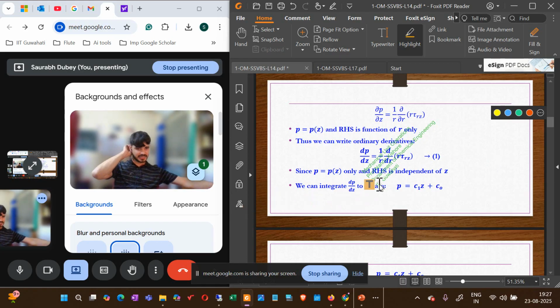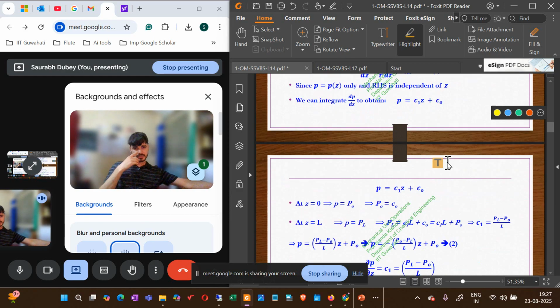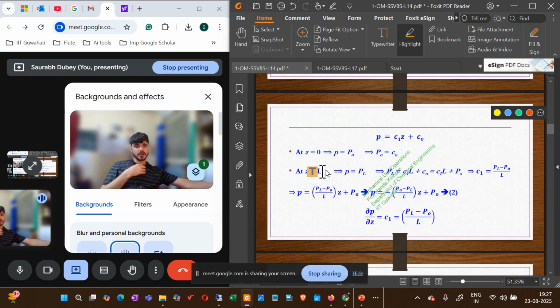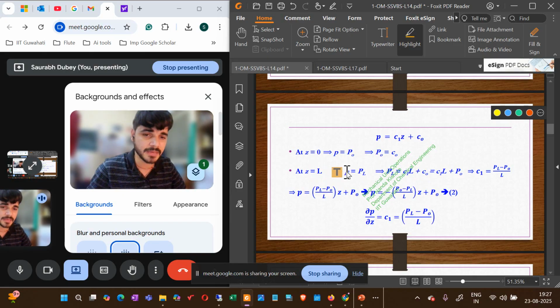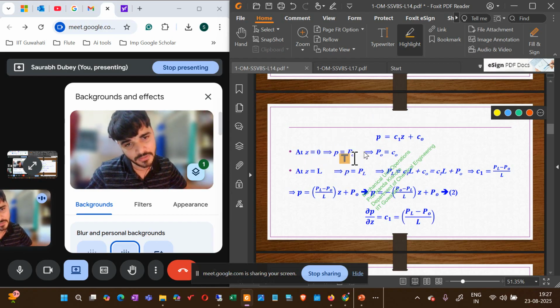We can integrate del P by del Z to obtain this. For the time being, you consider them as C1. So P equals C1 Z plus C0. You got it? Now at Z equals 0, which is the center of the pipe, right? You are having P equals P0, right? And if Z equals 0, you are having P equals P0.